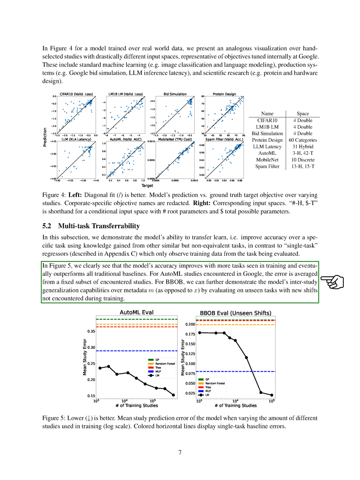For studies related to AutoML at Google, we calculate the error based on a fixed subset of studies. Additionally, we demonstrate the model's capability to generalize across studies by evaluating it on unseen tasks with new conditions not encountered during training.